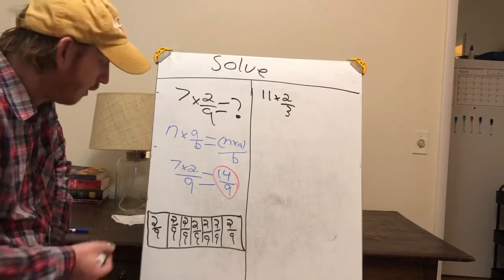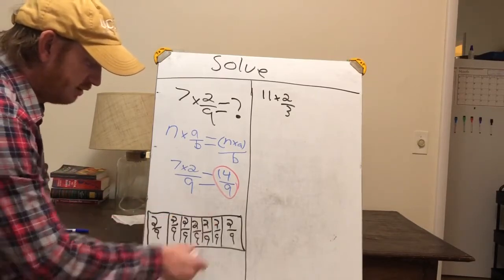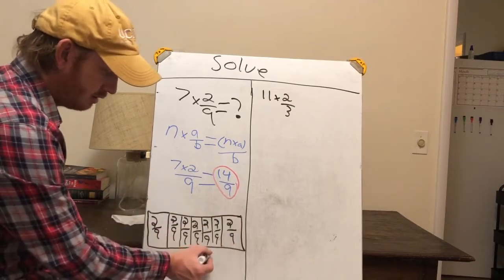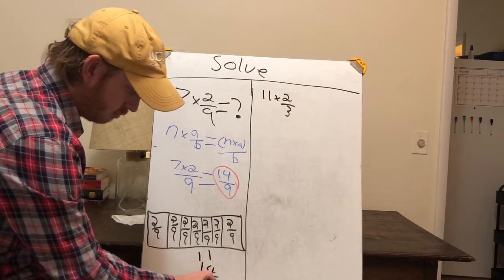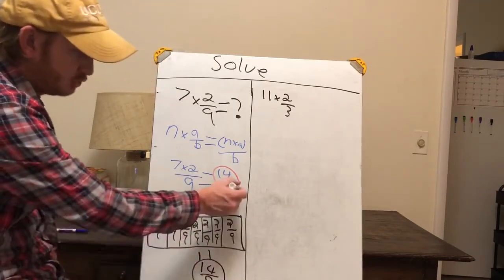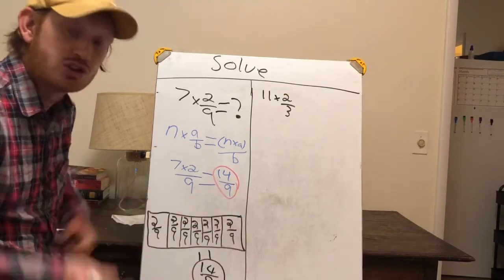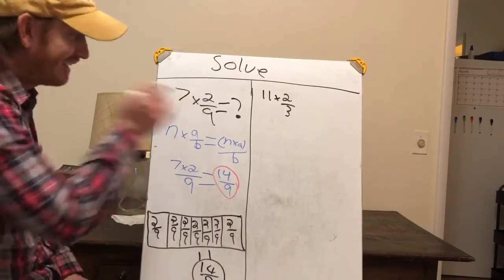So then I can count. 2, 4, 6, 8, 10, 12, 14 over 9. I can see that my 2 answers do indeed match up. So I know that most likely I've gotten the answer correct. Let's do the next one.